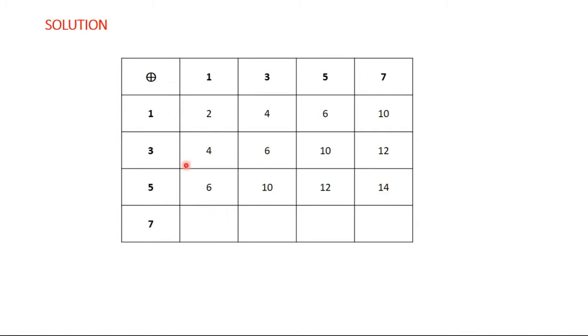7 plus 1 is 8. 8 in base 8 is 1 remainder 0. 7 plus 3 is 10. 10 in base 8 is 1 remainder 2. 7 plus 5 is 12. 12 in base 8 is 1 remainder 4. Then 7 plus 7 is 14. 14 in base 8 is 1 remainder 6, as we have it here.